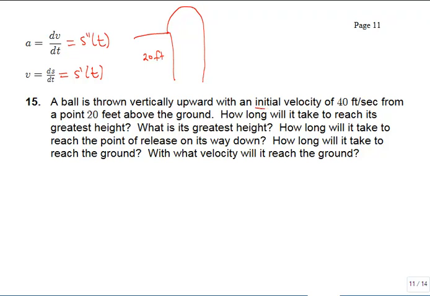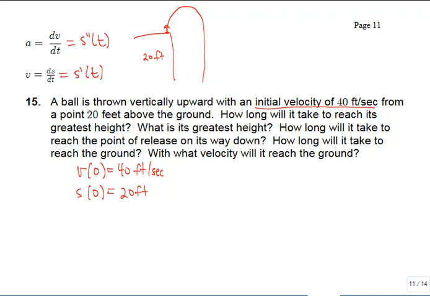It tells you that the initial velocity is 40 feet per second. So our velocity at time 0, right when we throw this into the air, is 40 feet per second. And then it's telling me also that I'm throwing it 20 feet above ground. So my initial height, or my initial position at time 0, is 20 feet. Okay, so that's my initial displacement.